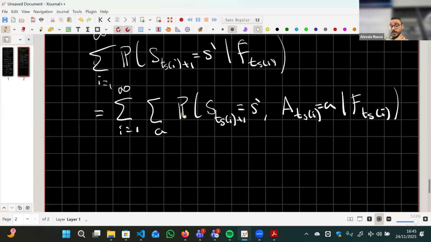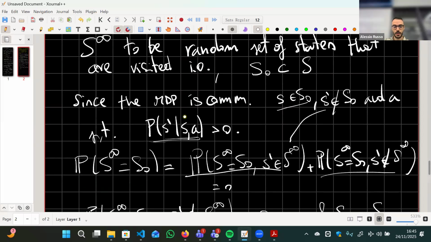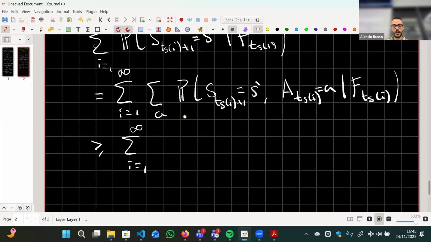And now what you can simply do is to lower bound this quantity with just one of the actions. You could take the action that we fixed in the beginning, for example, or I mean this action here. So we know that that action admits a transition probability that is strictly bigger than 0.